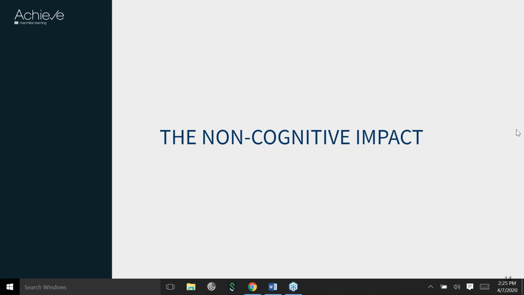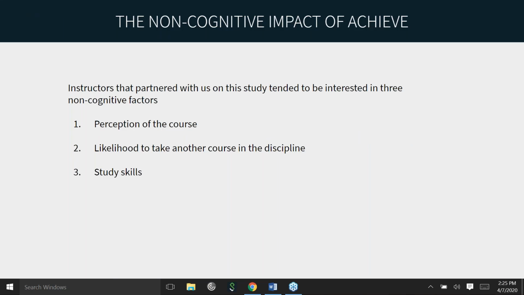If you think back to the learning science foundations of Achieve, Read, and Practice, a lot of those basic constructs are non-cognitive constructs, and those things are really important. When we partner with instructors on these impact studies, one of the first things we do, before we even start the study, is ask instructors: what are the things you are interested in? What is the evidence that you use when you're deciding whether or not to use a tool in the classroom? What questions do you want answered?